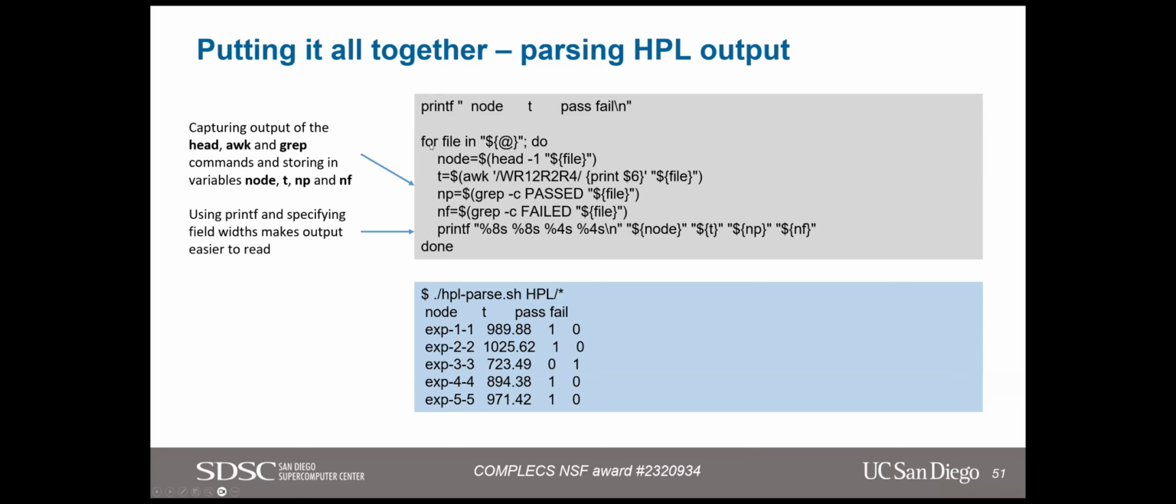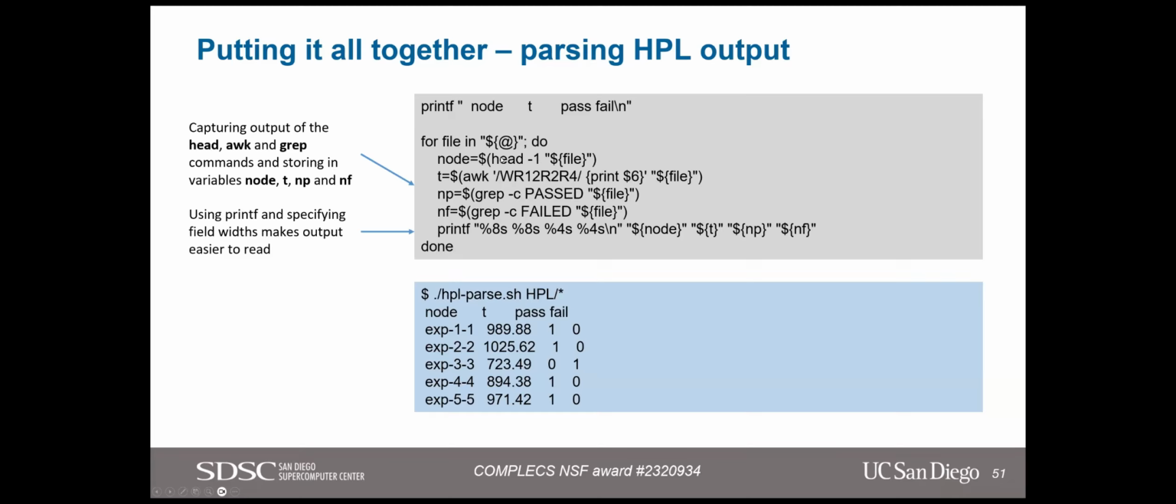So it's a really quick script. We're going to print out the node, the time, and how many times it passed or failed. So for the files in the array, all the output files are saved into the directory called HPL. So if you run it within that directory, it knows where to find the files. For all the files in there, pull out the node name.